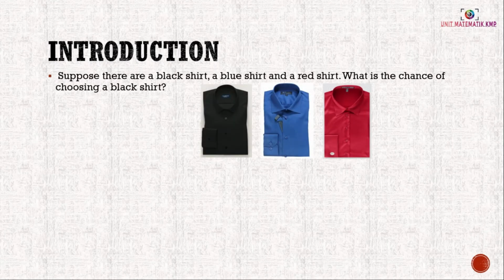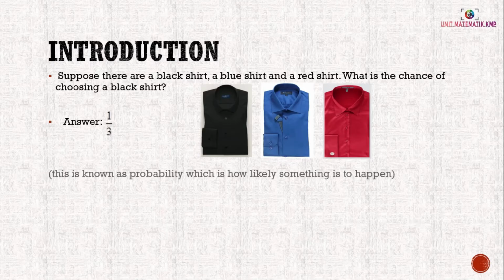As an introduction, suppose there are a black shirt, a blue shirt and a red shirt. So what is the chance of choosing a black shirt? Okay, so kebarangkalian untuk kita dapat a black shirt adalah 1/3. So one black shirt out of 3 shirts that we have. So this is known as probability, which is how likely something is to happen. So probability tu adalah kebarangkalian. So di sekeliling kita pun selalu kita akan jumpa kebarangkalian.